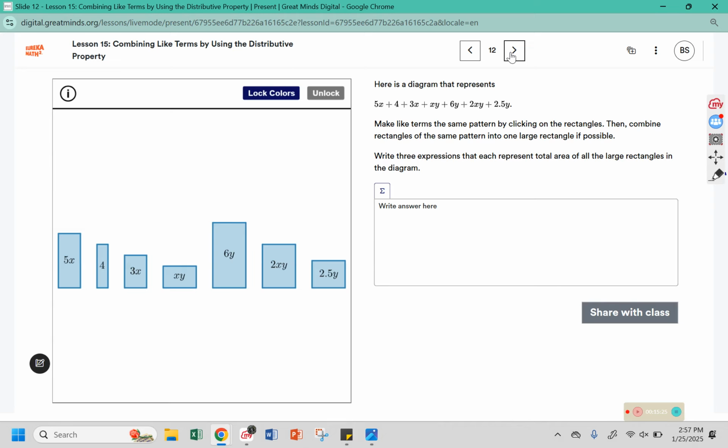Here's a diagram that represents this expression. Make like terms the same pattern by clicking the rectangles, then combine the rectangles of the same pattern into one large rectangle if possible. Write 3 expressions that each represent the total area of all the large rectangles in the diagram.